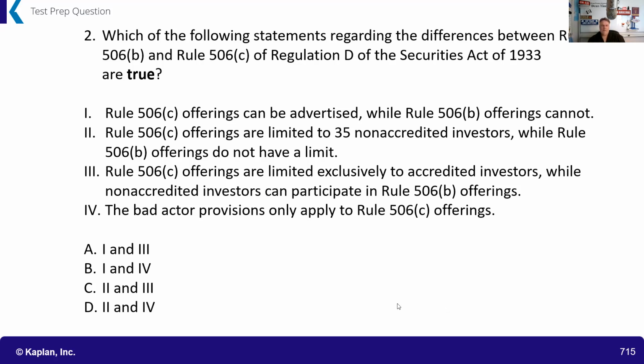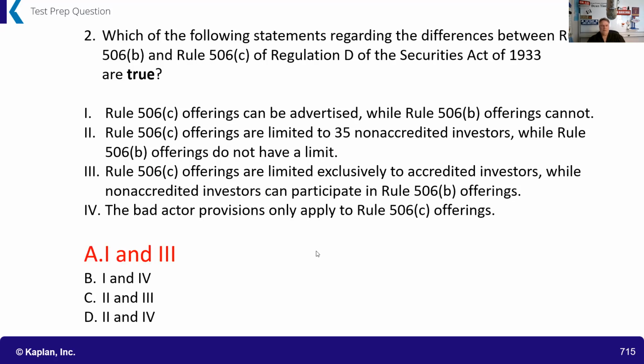Rule 506Cs can be advertised. That's true. So one is true. 506Cs are limited. That's false. Remember, it's the B version that's limited. So one is true, two is false. So I need one without two. And I'm just showing my answer set. By the way, on Series 7, there are no multiples. Three, Rule 506 is limited exclusively to that. That's true. So one and three are true. The bad actor, that's just ridiculous. I think what they would say on the test is that no one and nothing is exempt from anti-fraud provisions.